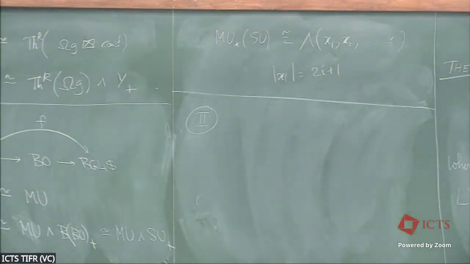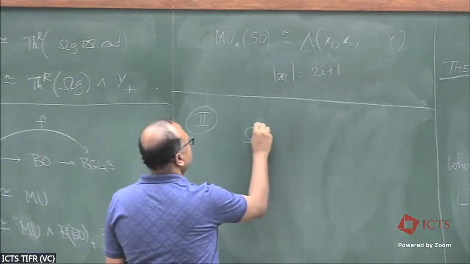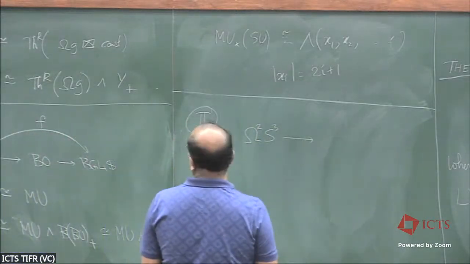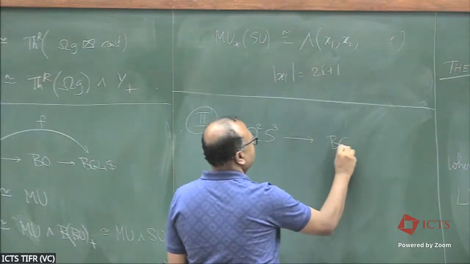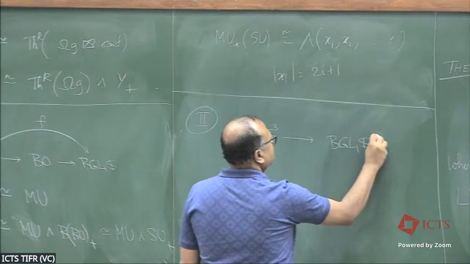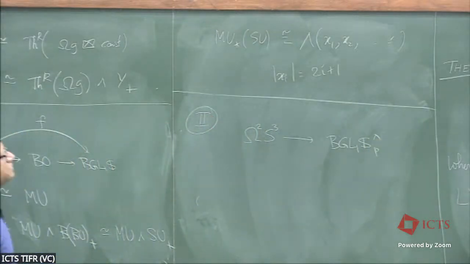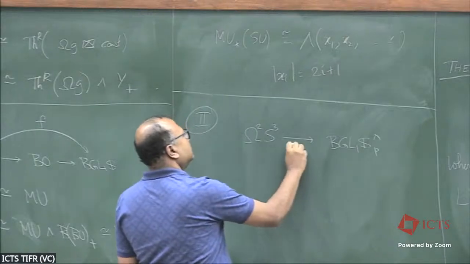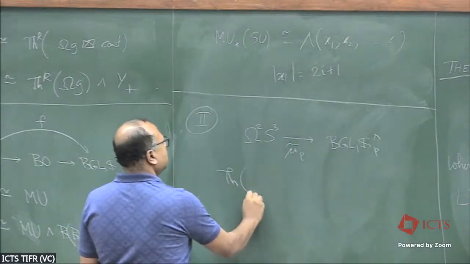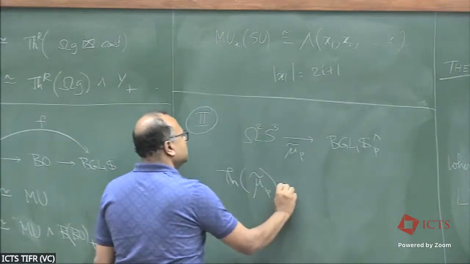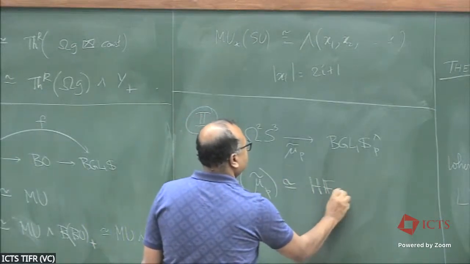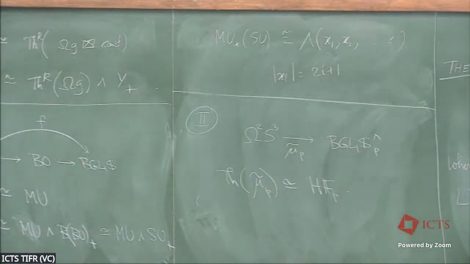The next thing is we had the formula for Fp. For Fp, we had omega 2 S3 to BGL1 Sp. This was my mu p tilde, and the Thom spectrum of mu p tilde was HFp. And so this was constructed as the free E2 map. So this is a double loop map. So we are in this special case 1.